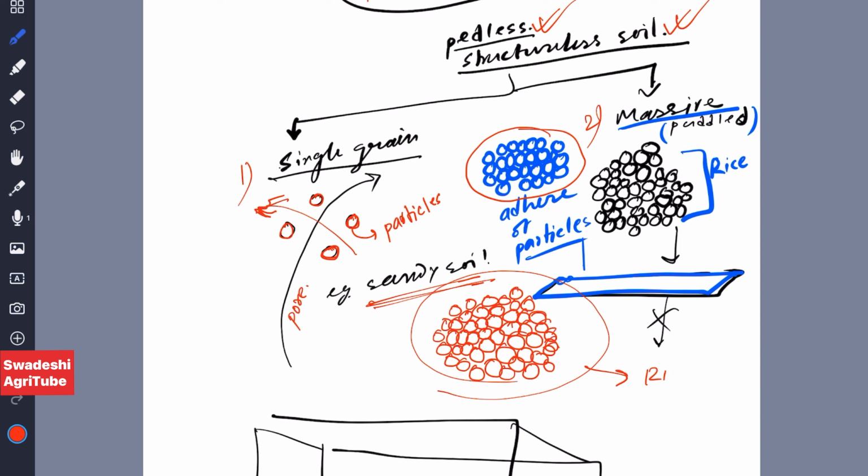And when puddled, we know that in case of a rice field we can see this puddled soil, and in case of puddled soil you can see there is very high water holding capacity, because water cannot go inside this sheet. Okay, so these are the two structureless soils. Now we'll talk about the structure of the soil.